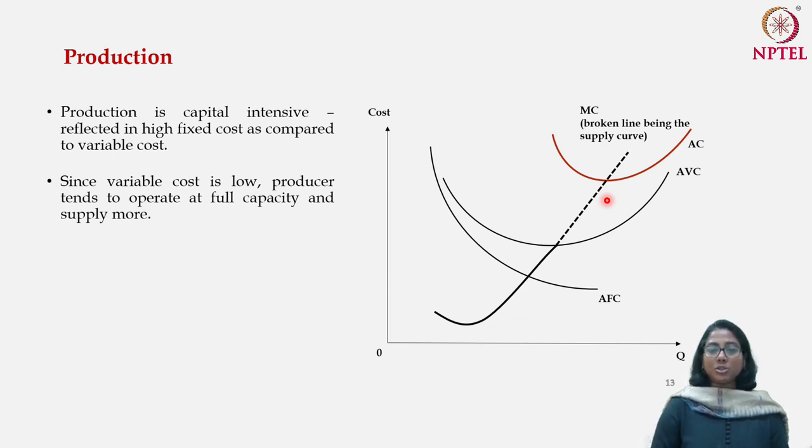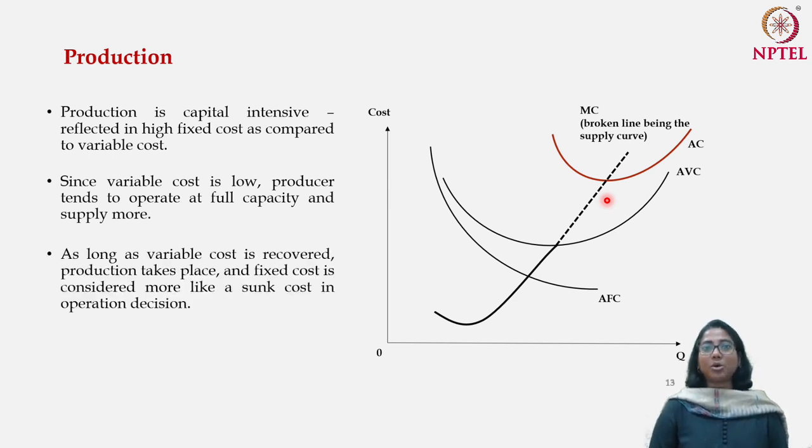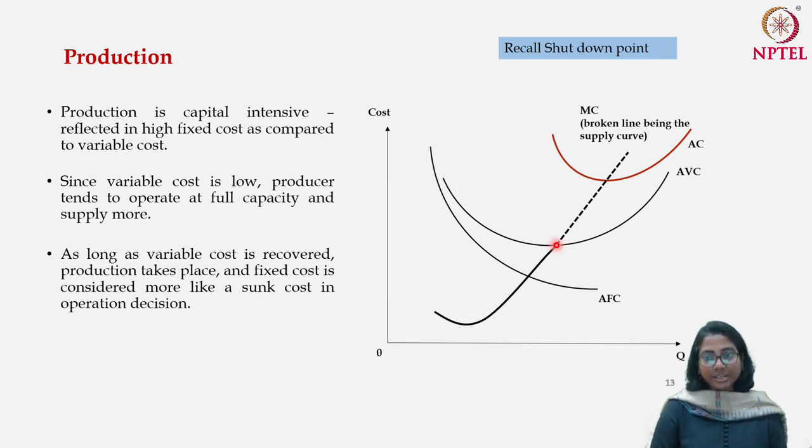Now, since the variable cost is relatively low, the producer tends to operate at full capacity and supply more. For the development of the capacity, you have put in a lot of money. As compared to that, the production cost is less. So you want to utilize the full capacity, otherwise your investment will lie idle. So the producers will try to produce as much as possible to reach full capacity utilization, as long as the variable cost is recovered. They cannot go into a situation where the variable cost is not being recovered. Recall the concept of the shutdown point. We said the shutdown point is the minimum point of the average variable cost, where the marginal cost cuts the average variable cost from below.